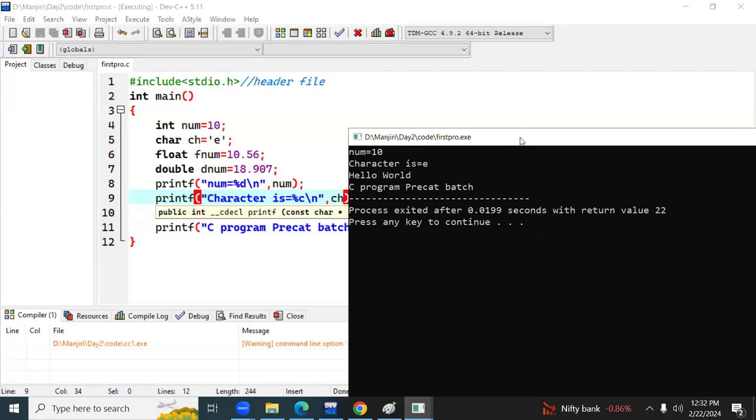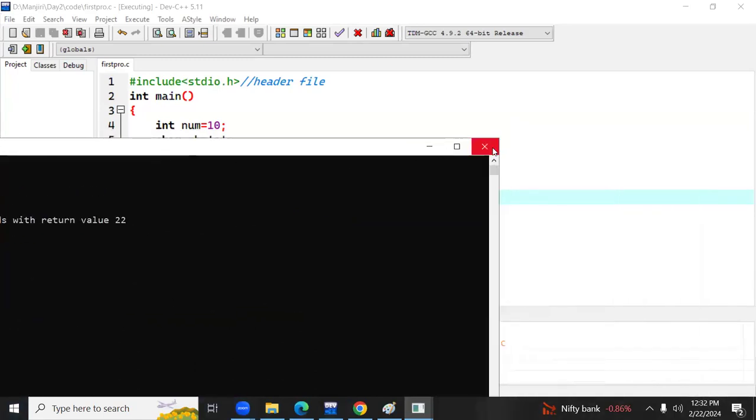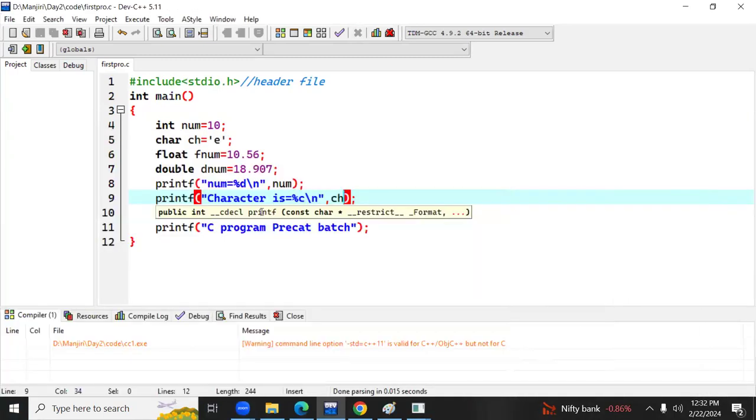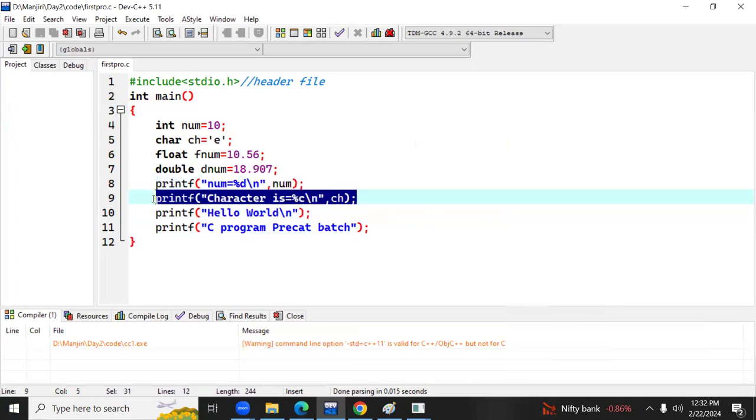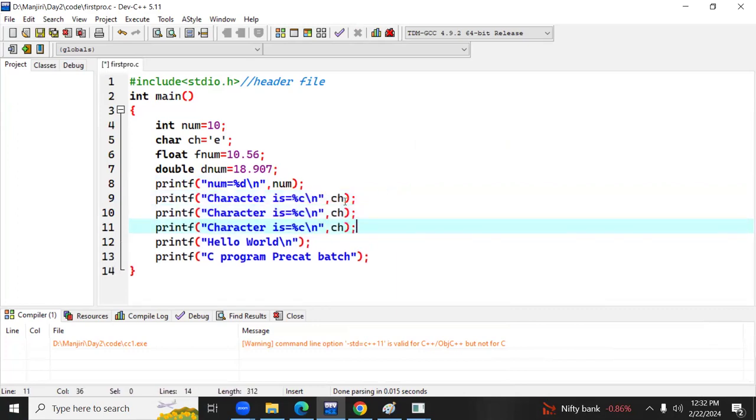Clear to all of you? Is it clear to all of you? Yeah. The next one. And one more printf I'm just taking and I'll make changes here.